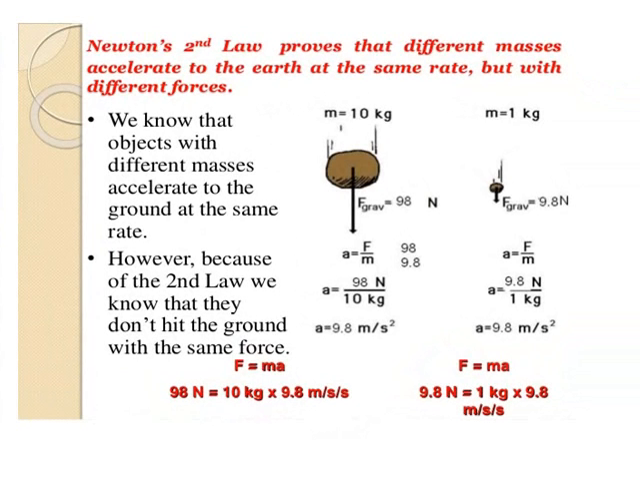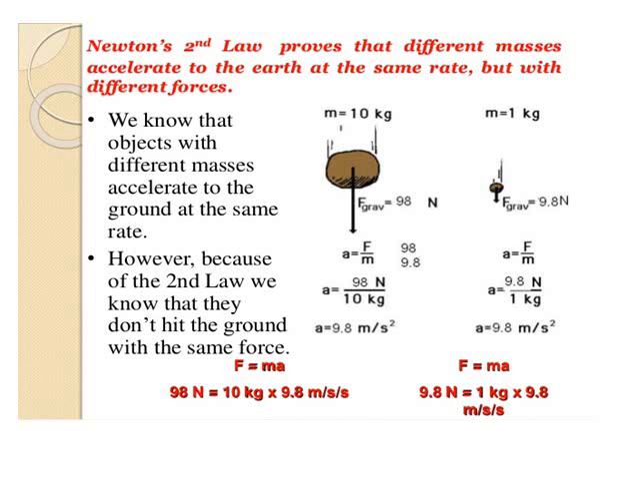Now, look at this slide very carefully. This slide explains the acceleration of two objects, one heavier than the other. In the first figure, you can see a stone of bigger mass, and the mass of that object is 10 kilograms, whereas the stone on the right has only 1 kilogram. So the mass of the first stone is 10 times greater than the mass of the second.